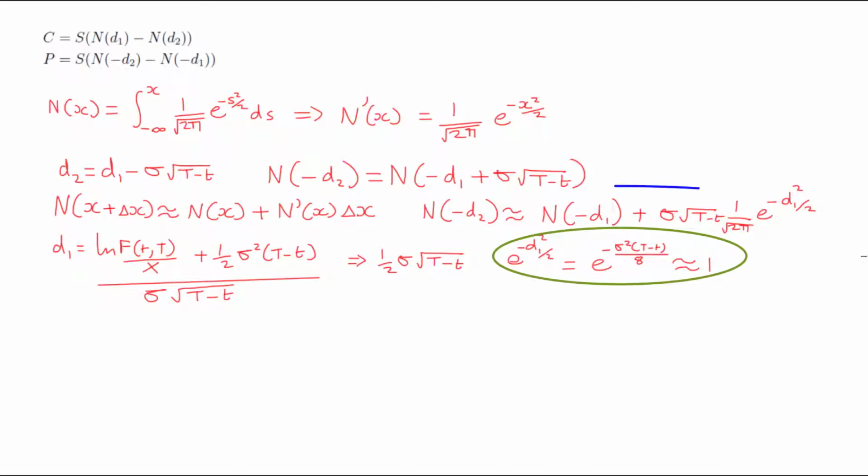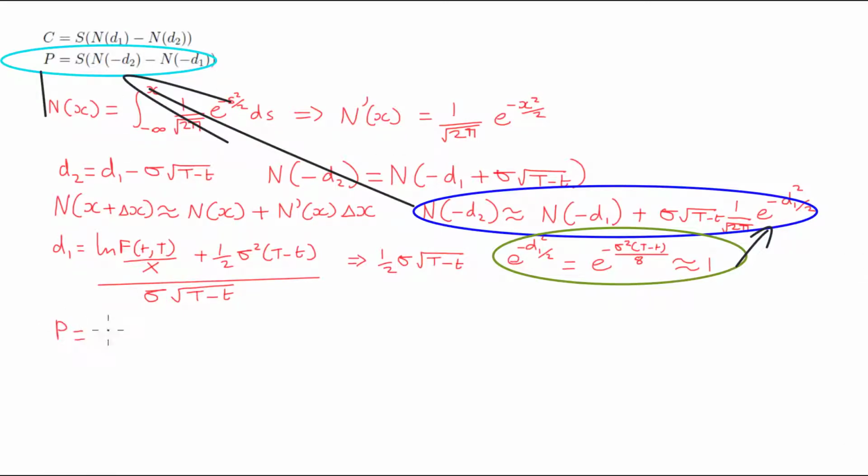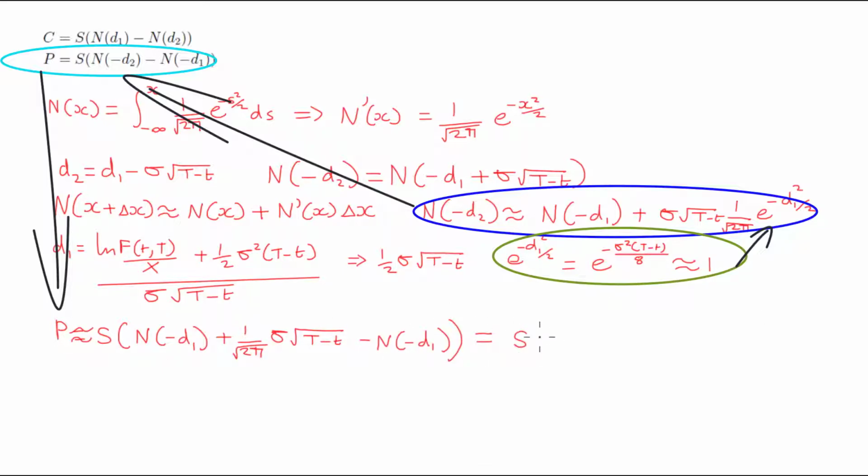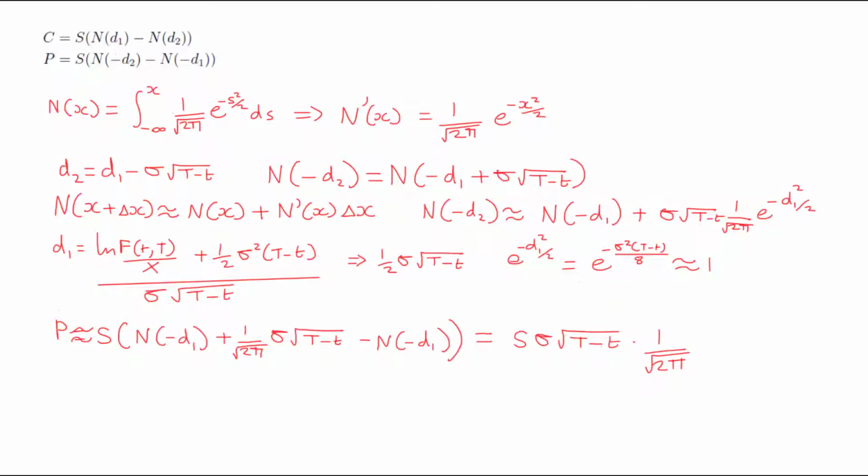Now, if we plug this approximation for N of minus d2 into the put option pricing formula, this now gives S times sigma square root of the remaining time times 1 divided by the square root of 2 pi. This is exactly what we were trying to show.